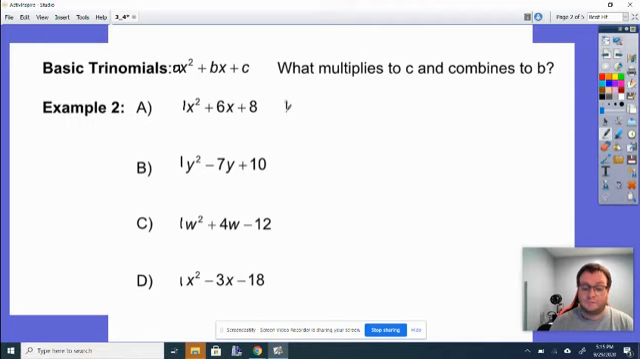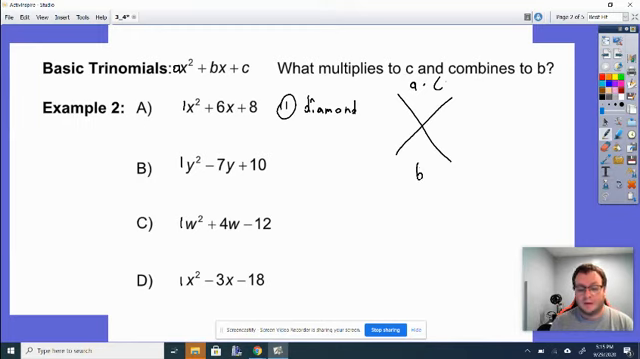My first step is I want to put it in my diamond. Okay, now on my diamond, I'm going to have a times c in the top and b in the bottom. Now notice here I did a times c, not ax. So I'm only taking a. I am not taking the x's. I'm not taking any variables with me. Okay, so a is 1, c is 8. 1 times 8 is 8. B is 6.